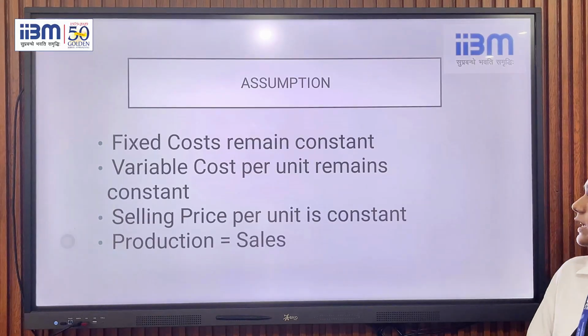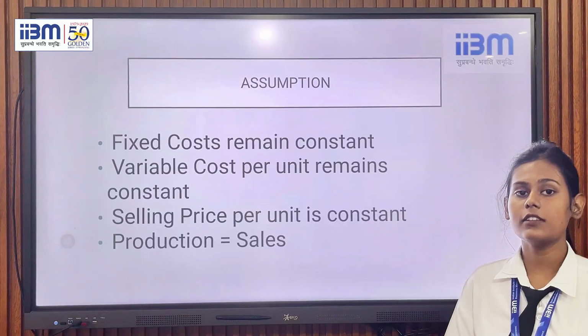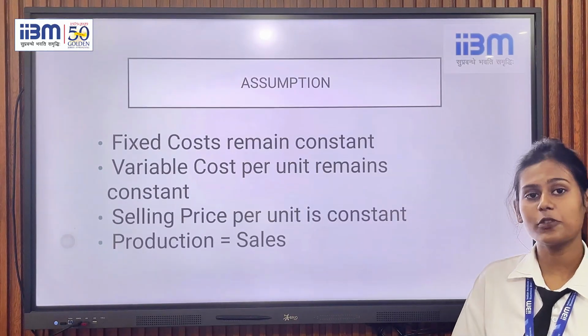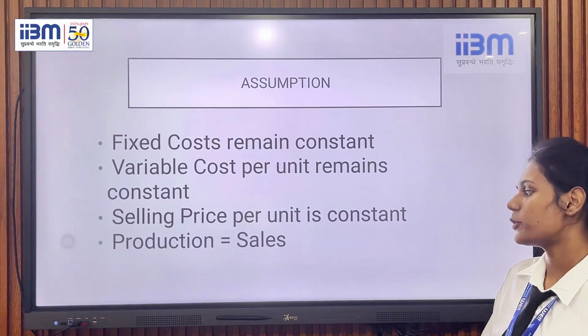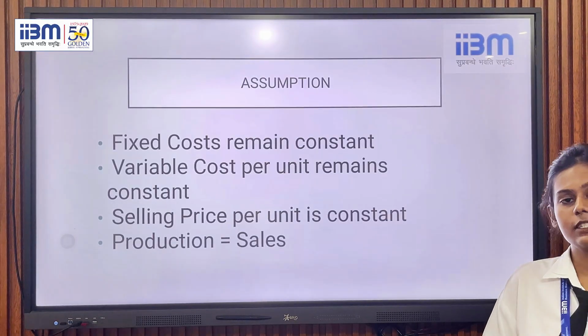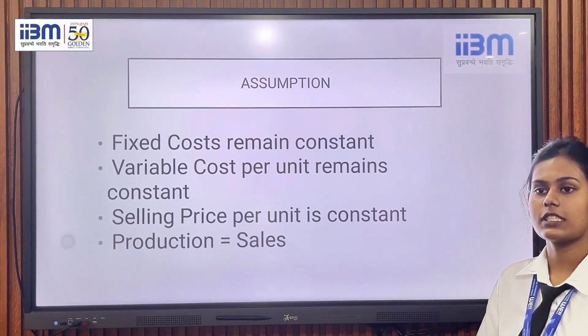Third one is that the selling price per unit is constant. Selling price per unit remains unchanged no matter how many units are sold. Fourth one is the production. Production is equal to sales, meaning all the goods produced are assumed to be sold. No inventory is carried forward.